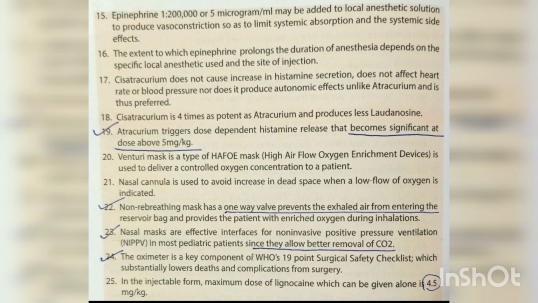Cisatracurium does not cause increase in histamine secretion, does not affect heart rate or blood pressure, nor does it produce autonomic effects unlike atracurium, and is thus preferred. Cisatracurium is 4 times as potent as atracurium and produces less laudanosine. Atracurium triggers dose-dependent histamine release that becomes significant at doses above 5 mg per kg.